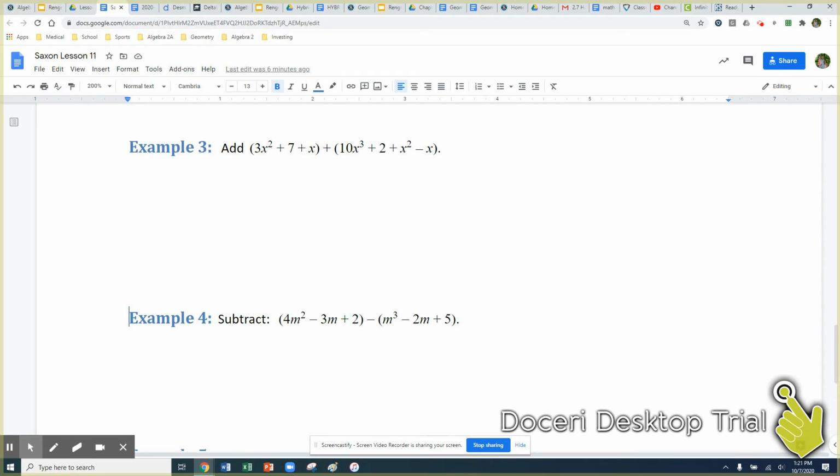So we've got a 3x squared right here. We're looking through, are there any other x squared terms? Yes. We've got a plus x squared right there. So I've got a 4x squared.